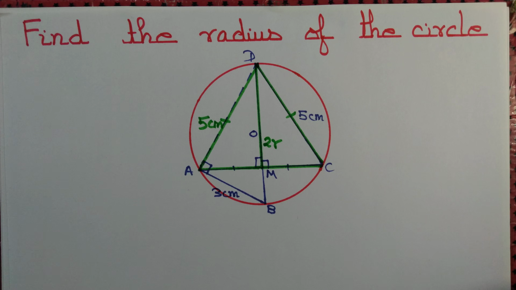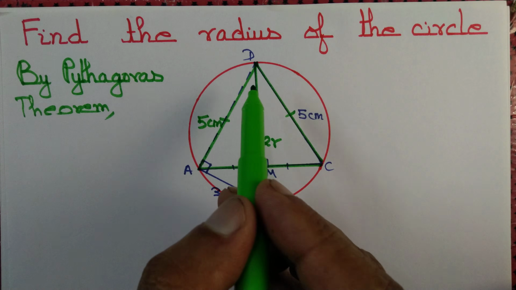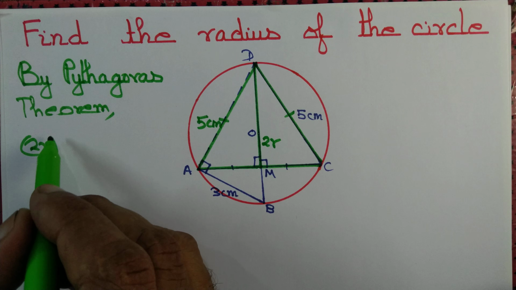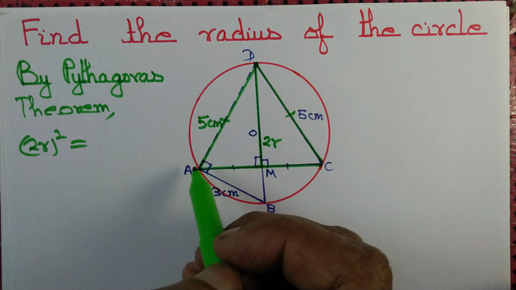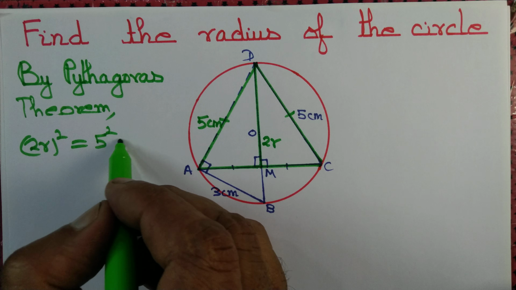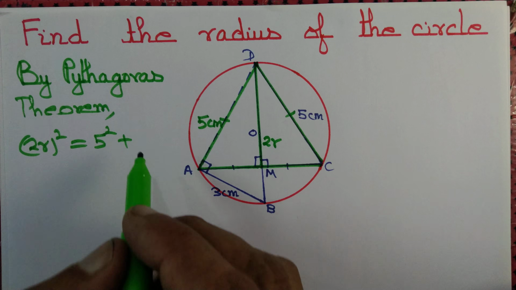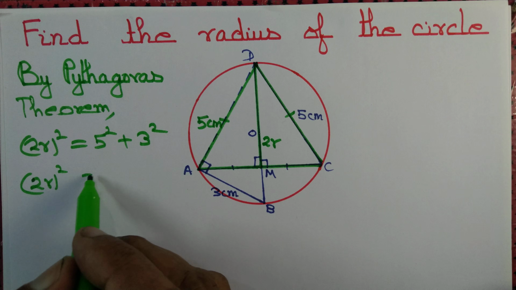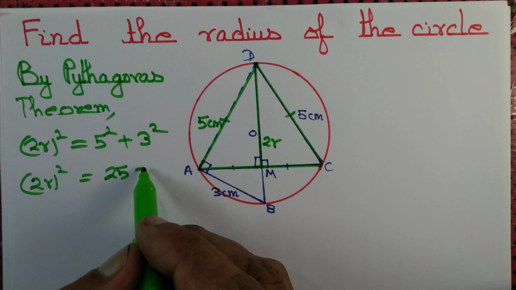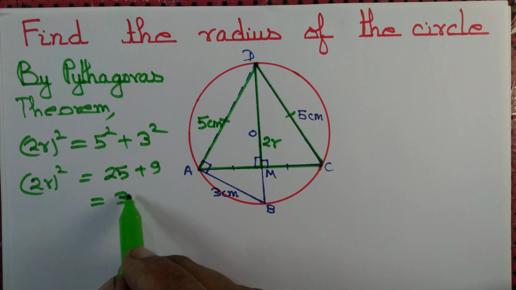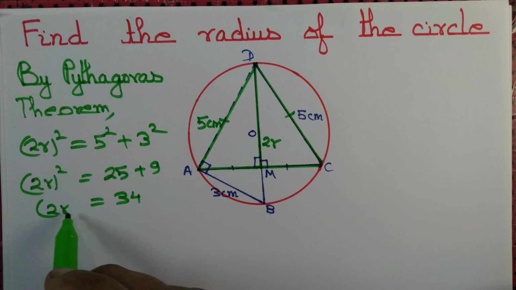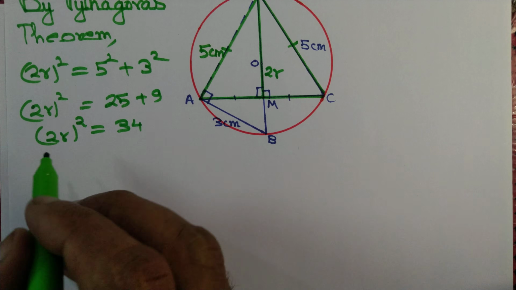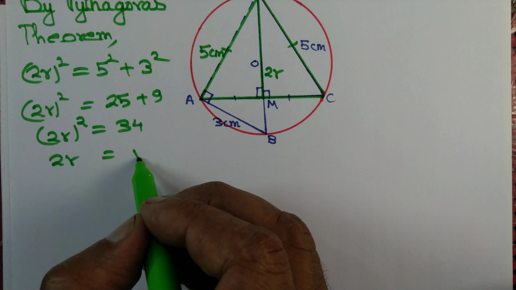Now let us apply the Pythagorean theorem. By the Pythagorean theorem, the square of the hypotenuse, (2r) squared, must be equal to the sum of the square of the perpendicular, that is 5 squared, and the square of the base, that is 3 squared, or (2r) squared equals 25 plus 9, that's equal to 34. Once again, (2r) squared equals 34. We take the root on both sides to say that 2r equals root 34.